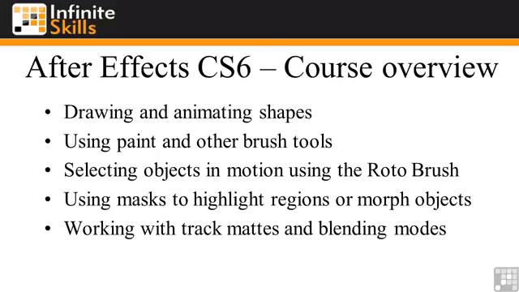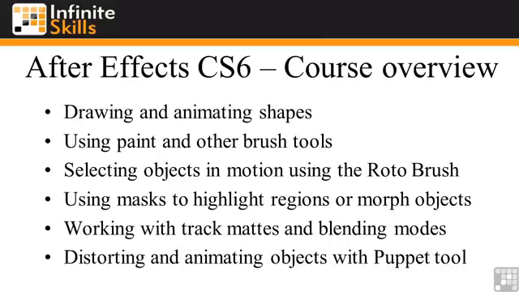And these are when you blend two or more layers together to try to create a pleasing mix of those two different layers. Then we're going to go on to distorting and animating objects with the puppet tool. Now, you can use the puppet tool to take, let's say, a character and move its arms and legs or its torso or its head or whatever and have it go across the screen. You can animate these changes that you apply with the puppet tool.